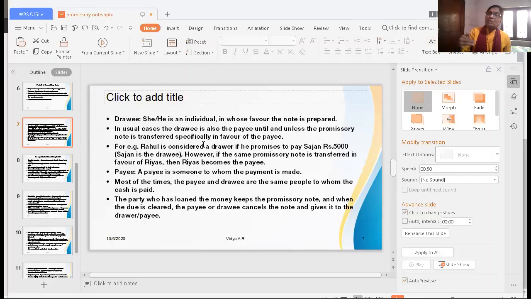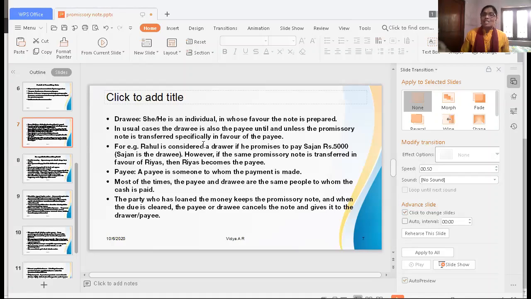ഇനി ഈ കാശ് കൊടുക്കാനുള്ള ആള് വേറൊരാളെ ചൂണ്ടിക്കാണിച്ചിട്ട് മറ്റേ ആൾക്ക് കൊടുത്താൽ മതി എന്ന് പറഞ്ഞു കഴിഞ്ഞാൽ പേയി ആരായി? മൂന്നാമത്തെ ആളായി. So that is how three people are coming in the picture. An example is also given here. So payee is someone to whom the payment is made.